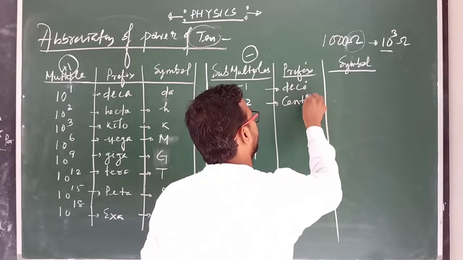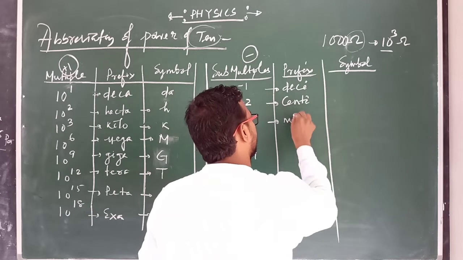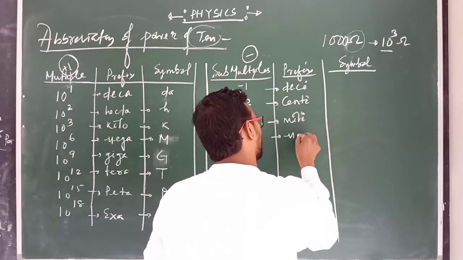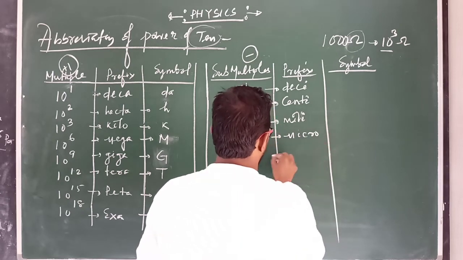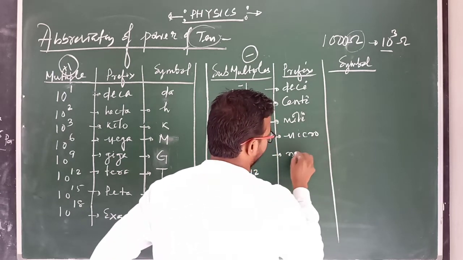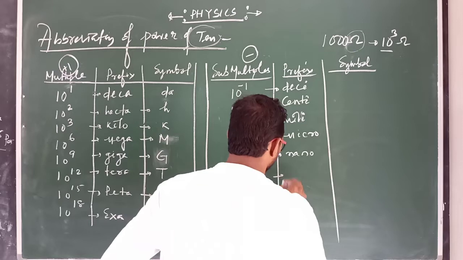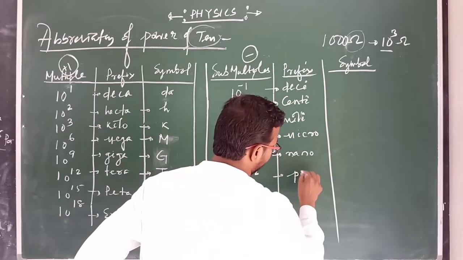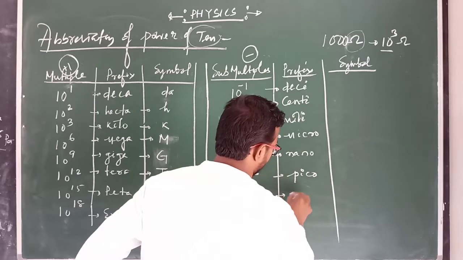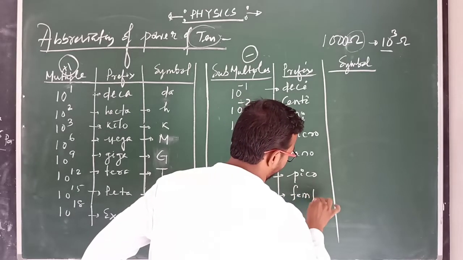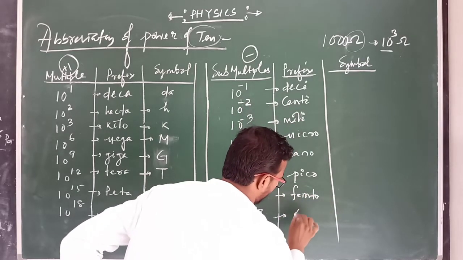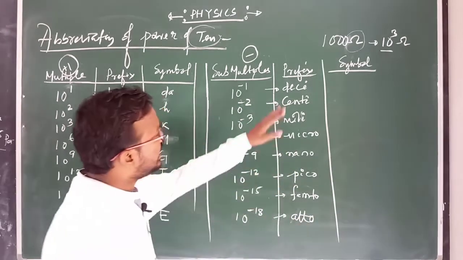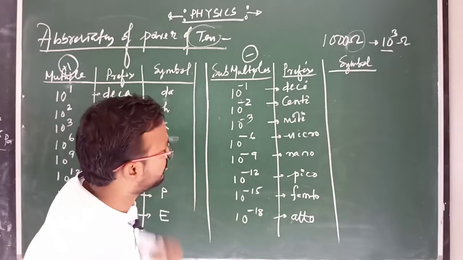that is centi, and here milli, micro, nano, deci, centi, milli, micro, nano, pico, femto, atto. Clear? These are the prefixes of the submultiples.